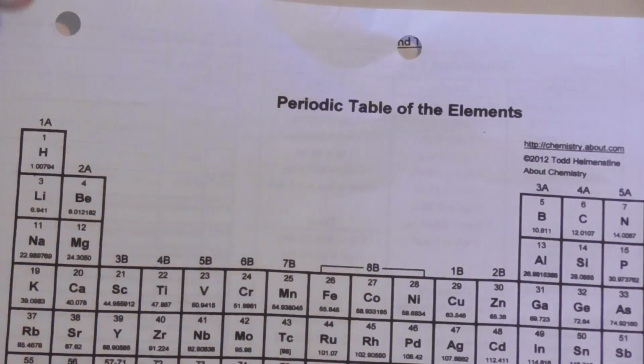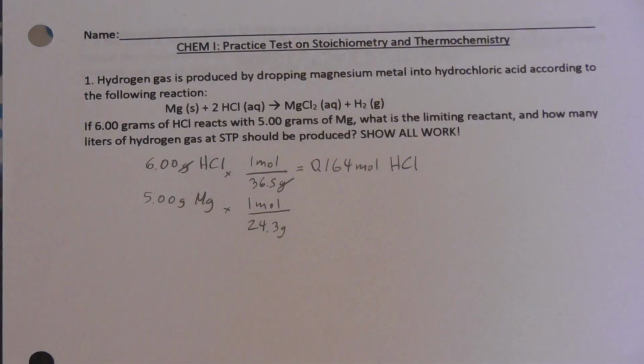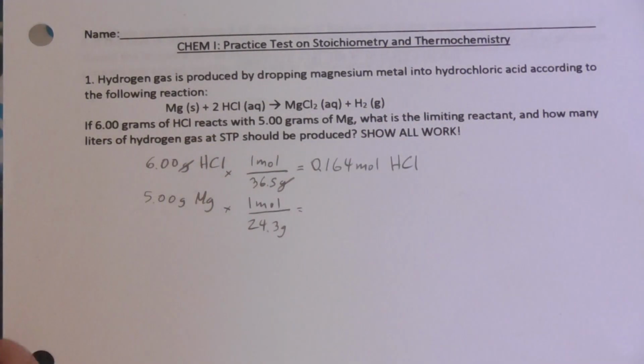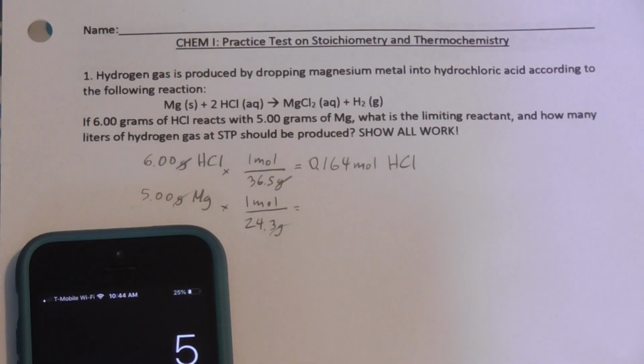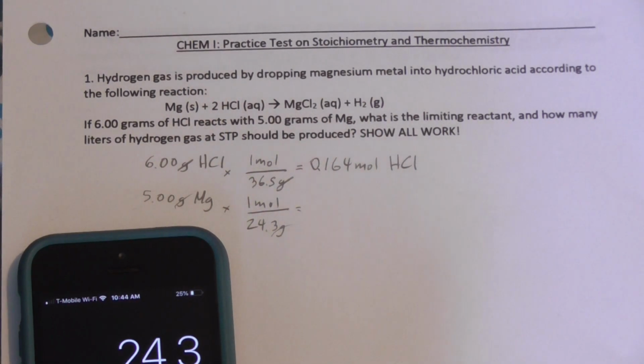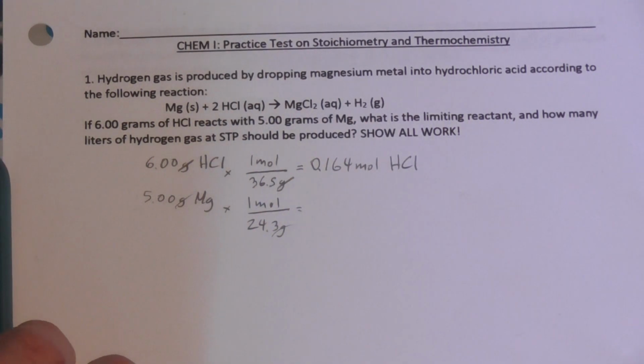I'll do the same thing with magnesium. I got that 24.3 grams right here from the periodic table. So that becomes 5. My grams cancel out again. 5 divided by 24.3. So it's about 0.2.